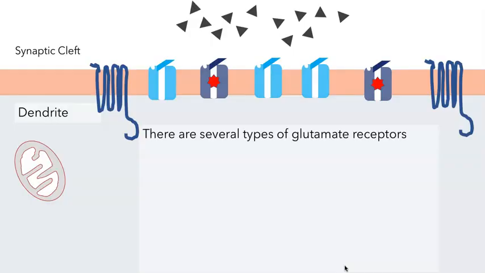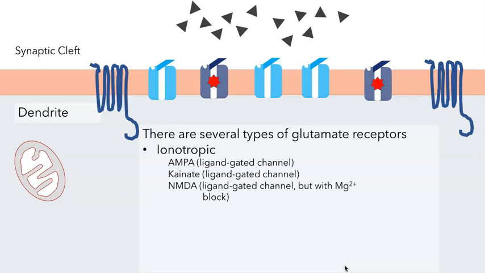The transmitter is likely to bind to a receptor, and there are several different types of glutamate receptors that are present in neurons. We can divide these into two broad categories: ionotropic receptors, such as the AMPA and the kainate, and the NMDA receptors. These are ion channels themselves. Here's an example of a simple ligand-gated channel. For glutamate, there's also a special class of ionotropic receptors called the NMDA receptors. These are ligand-gated channels, but they have this additional magnesium block, which here I've illustrated with a red star. We'll come back to that later.